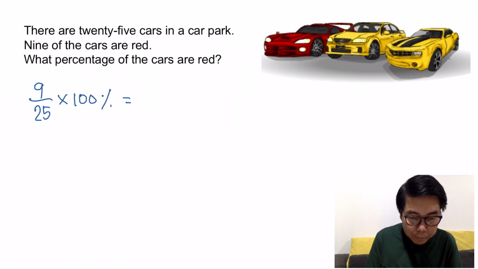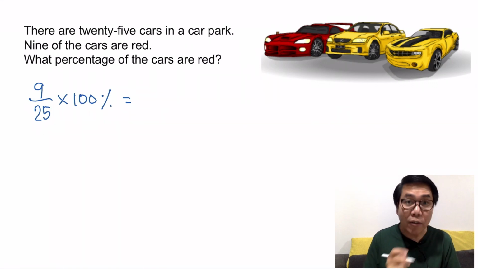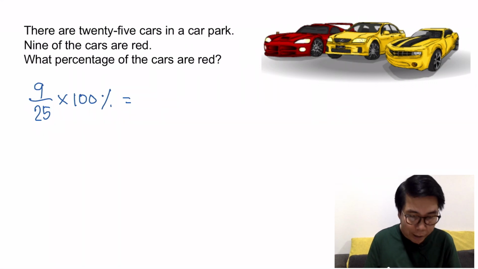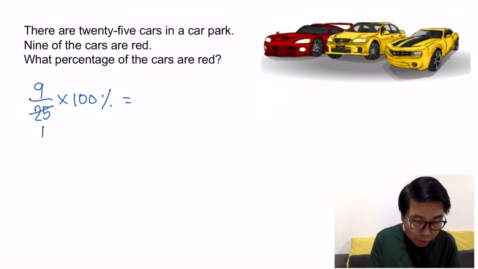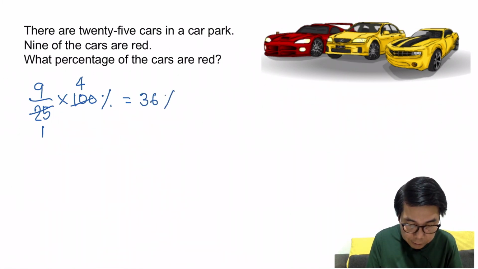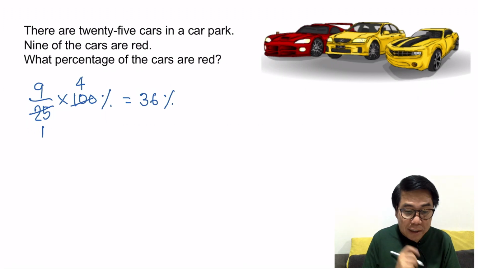Now, we can see that 25 and 100 can be divided by 25. So 25 divided by 25 is 1. 100 divided by 25 is 4. So 9 times 4 is 36. So we have 36%. The percentage of cars which are red is 36%.